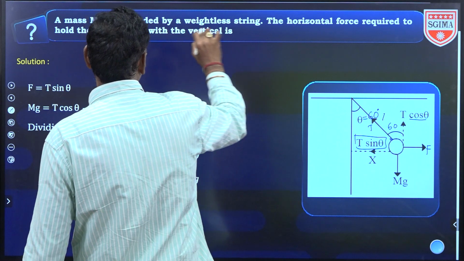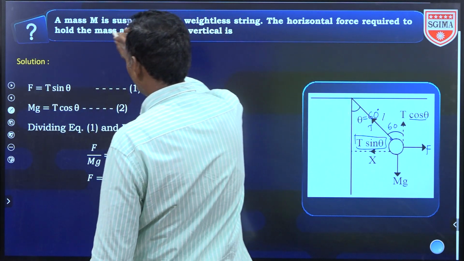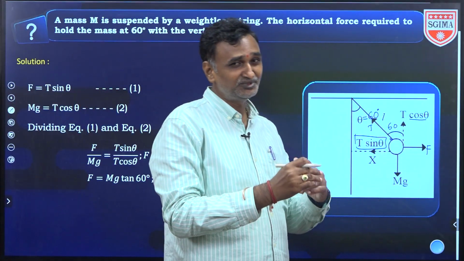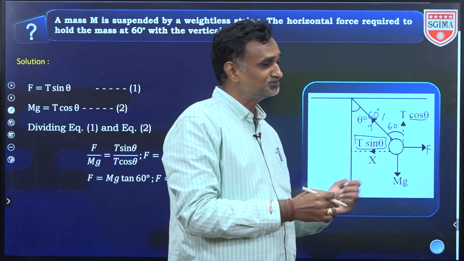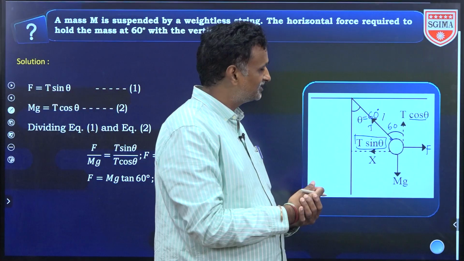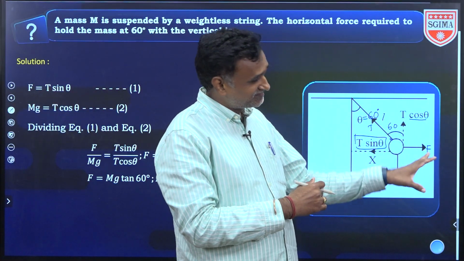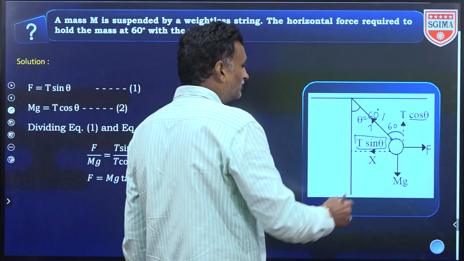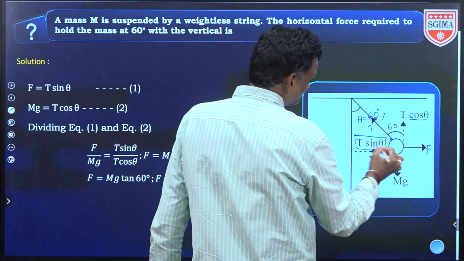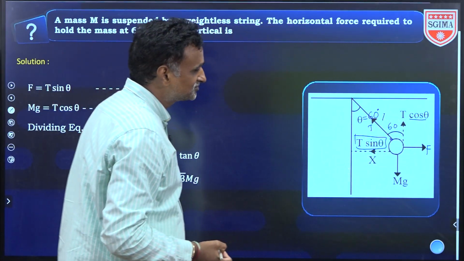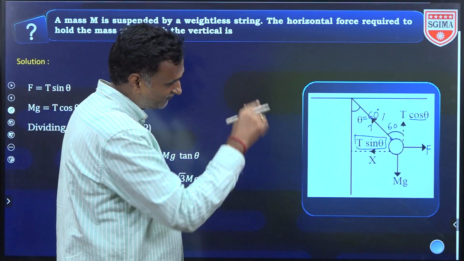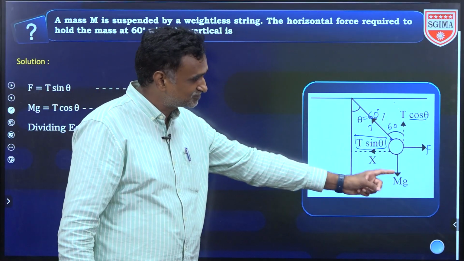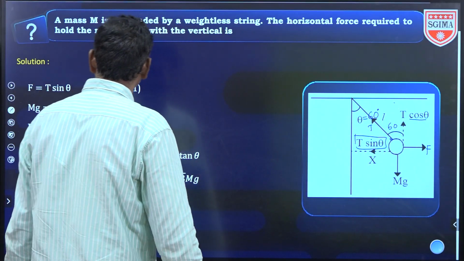Weightless string, horizontal force required to hold the mass at 60 degrees. Holding the mass at 60 degrees means it should remain at the same position, so it will be in equilibrium, because force is acting and it is at rest. Only then can we call it equilibrium. So upward force equals downward, left side force equals right side force. So Fx is 0 and Fy is 0. Then T sin theta equals F, and T cos theta equals mg.